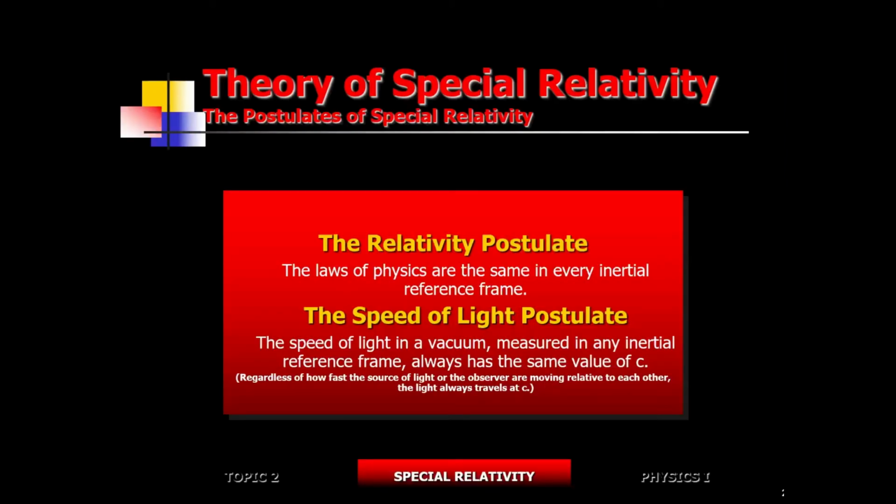The first one is known as the relativity postulate, which means that you're moving in a straight line at a constant speed, except now you're moving near the light speed. This is known as an inertial reference frame, straight line at a constant speed. The second one is known as the speed of light postulate, which means that everyone experiences the same light speed regardless of their motion. That's what it means.